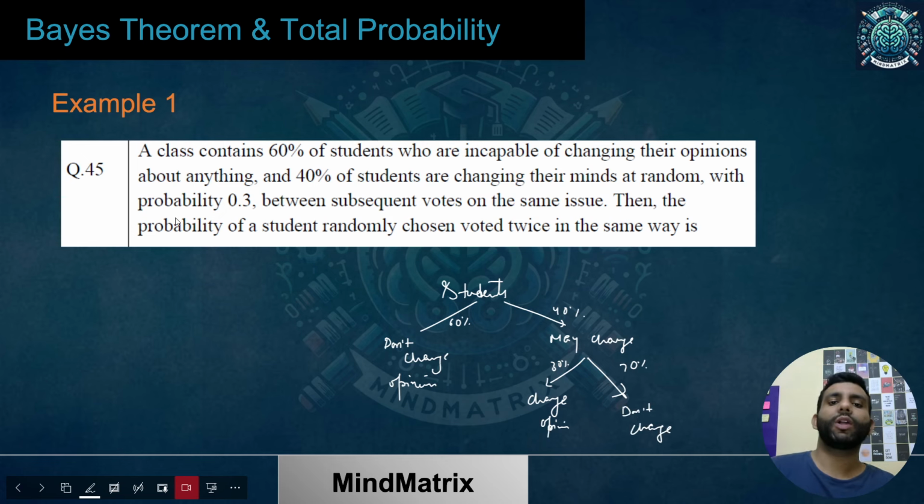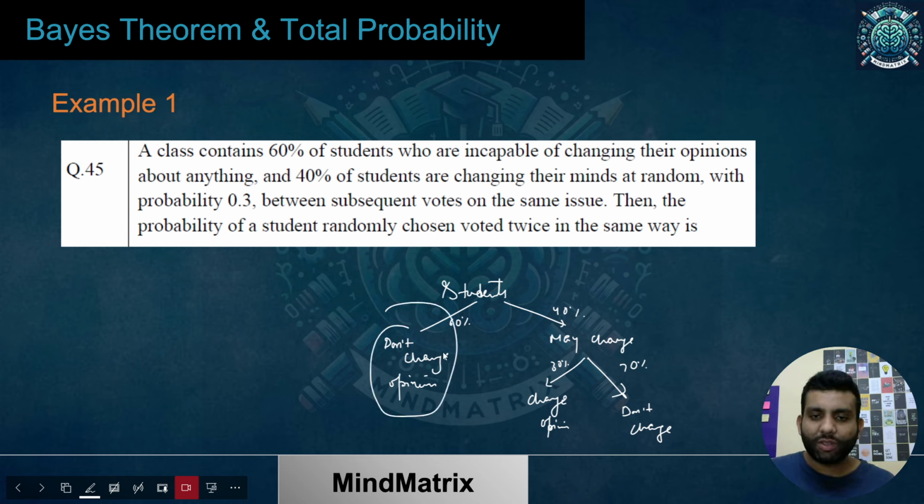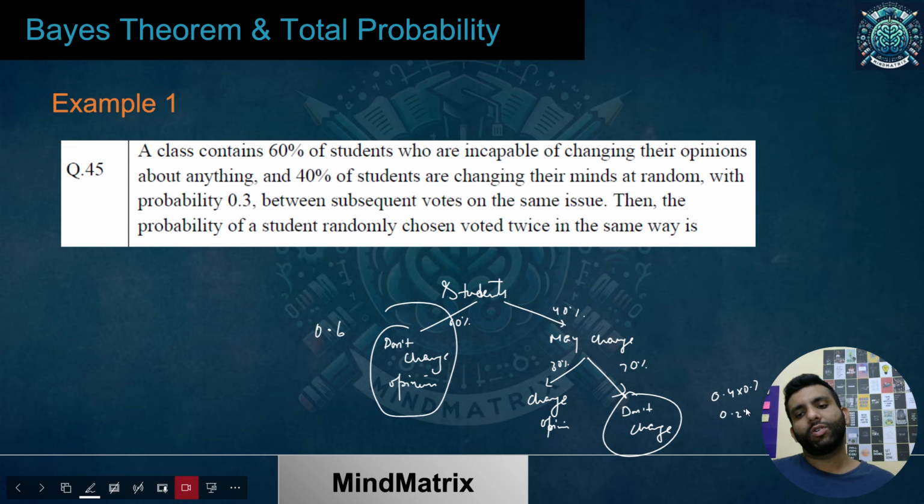And what exactly were you looking for? That if a randomly chosen student has voted twice in the same way, that means the student didn't change his opinion. You are looking for this and this. So what is this? This is 0.6 over here. Now what is this? 0.4 into 0.7. 0.28 plus 0.6, which is 0.88 again.